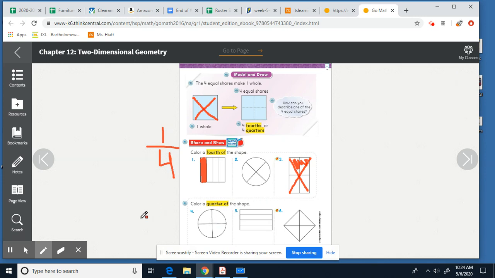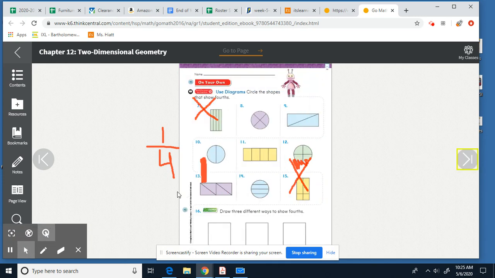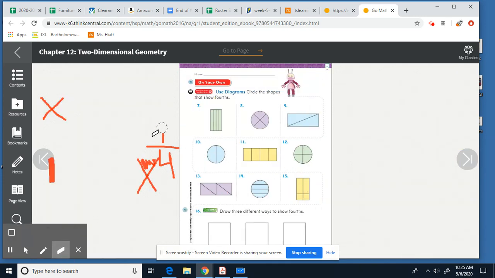Just like we know that a quarter, the money, it takes 4 quarters to equal $1. So you could say that a quarter is 1/4 of $1, and that's why we can also call a fourth of a shape a quarter of that shape. Okay? Go ahead and erase these marks.